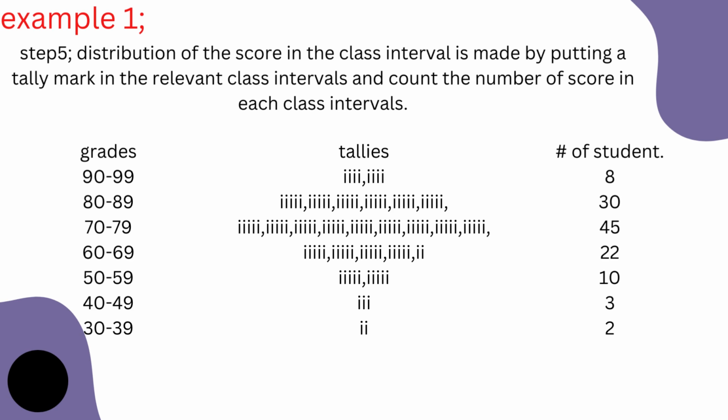The distribution of the scores in the class intervals is made by putting a tally mark in the relevant class interval and counting the number of scores in each class interval. What does this mean? The people from 90 to 99, these 8 students, may be under 95 grades and the next ones under 99, but basically they are from 90 to 99. I hope you are getting the concept.